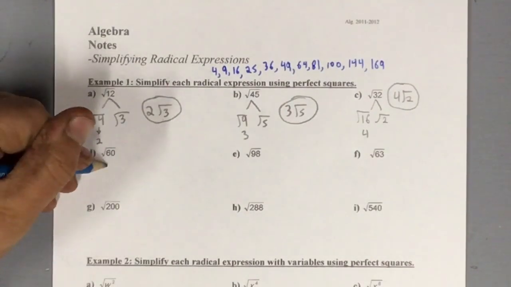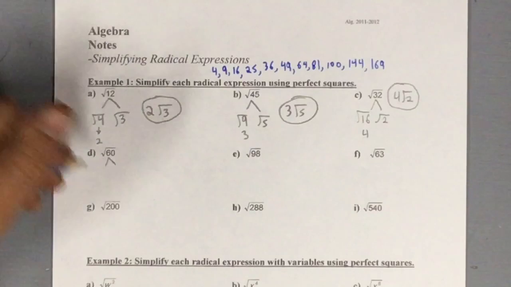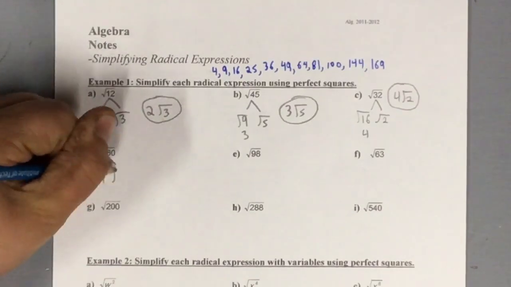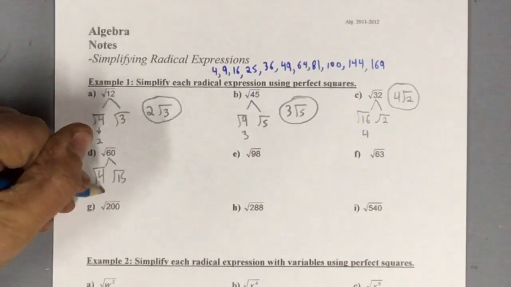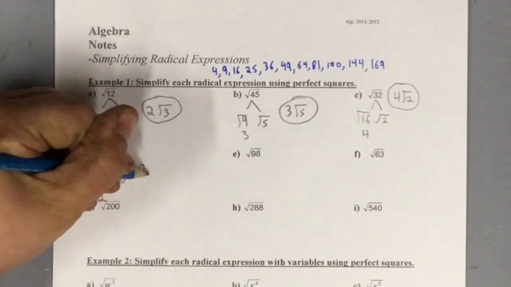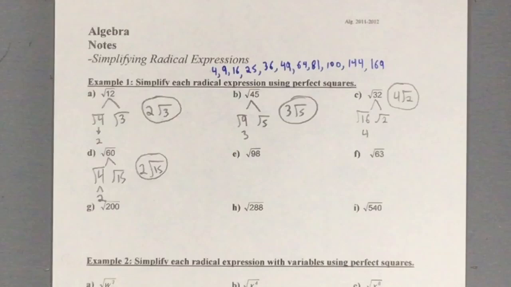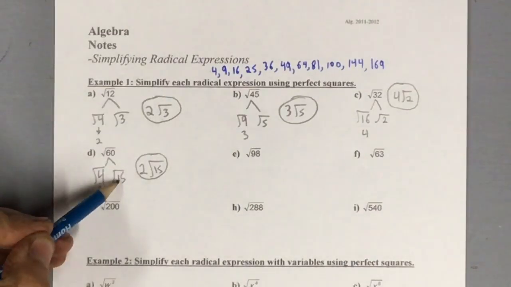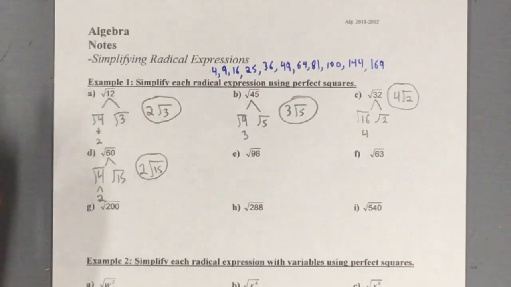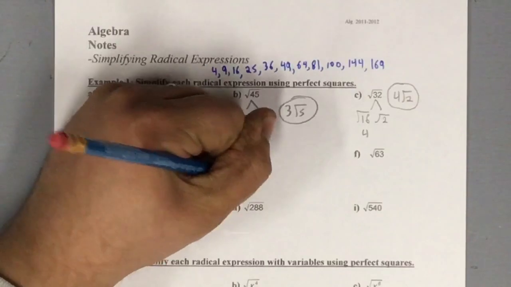Next one is the square root of 60. I would break that down as radical 4 and radical 15. If you notice the pattern here, one of these numbers is going to be a perfect square, and the other one isn't going to be, and it's just going to stay. 15 would break down to 3 and 5, and neither one of those are perfect squares, so I can't break it down farther. Next one, 98, that's going to be 49 and 2.